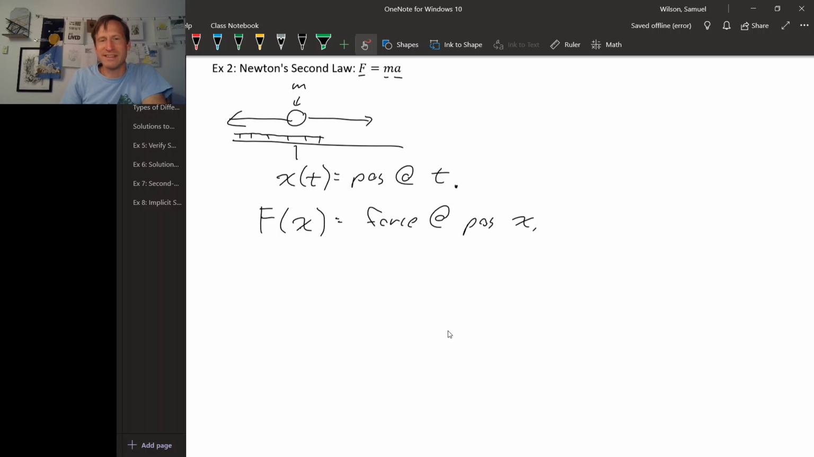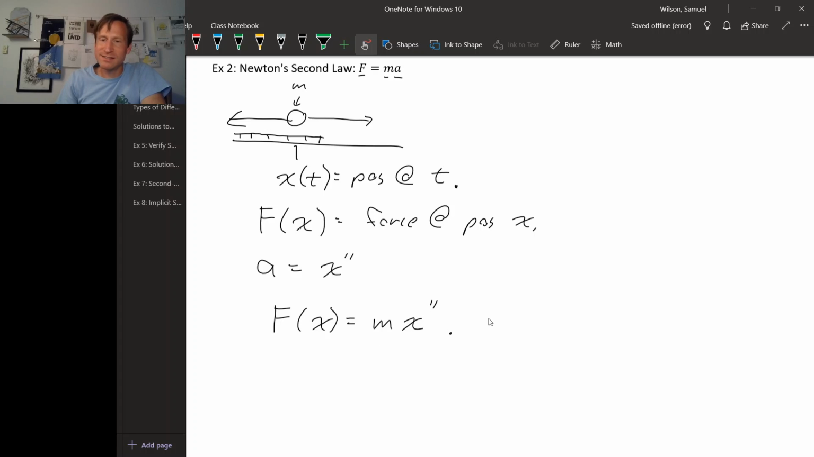What is acceleration in this situation? Well, acceleration is the second time derivative of x, the position. Right? The first time derivative of x is the velocity of the object, and so the second time derivative is the acceleration. And so when we translate Newton's second law into this notation, what we get is F of x equals mass, which is a constant usually in some situations, mass times the second derivative of x.